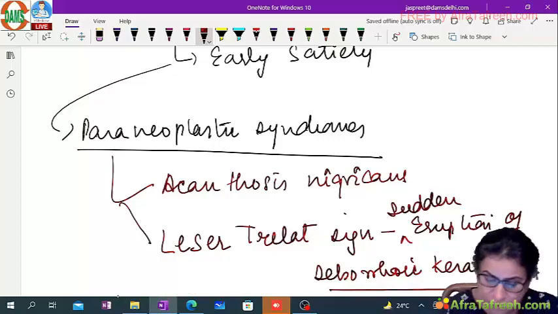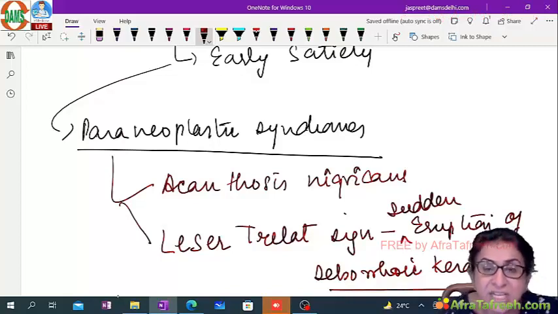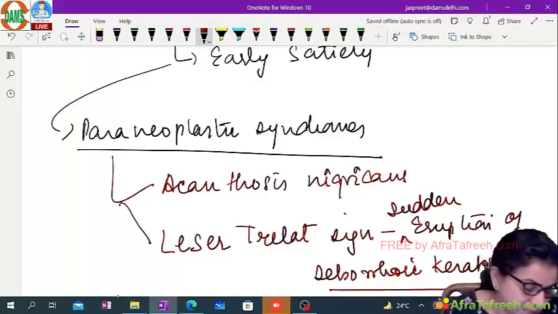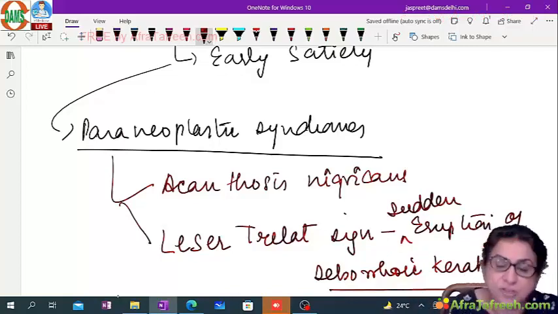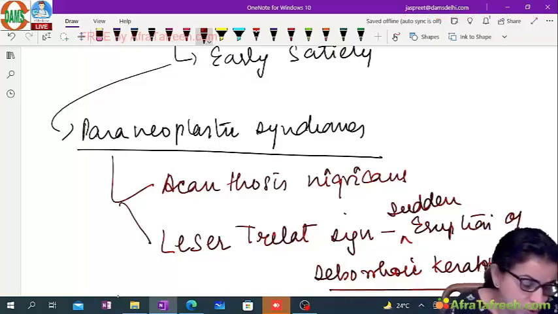Yes, Sridevi, it is a signet ring cell carcinoma. Diffuse gastric cancer is a signet ring carcinoma. So they develop eruptions of seborrheic keratosis. I'll show you a picture.